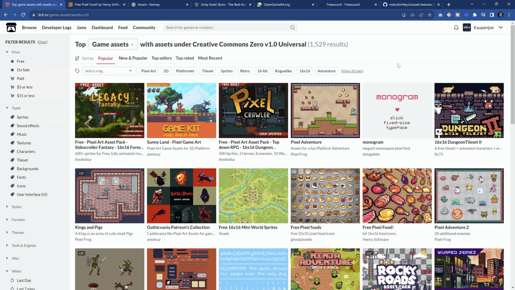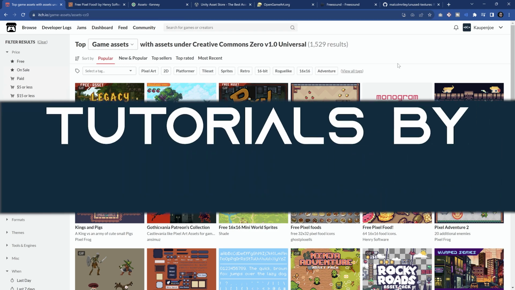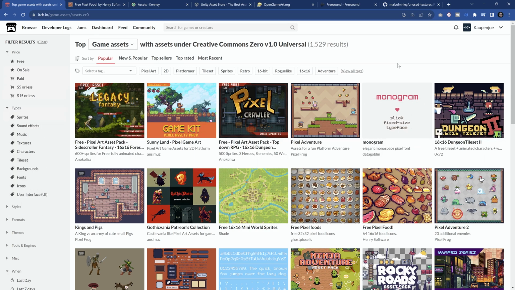Free assets? For me? Let's take a look at 5 websites for free assets for Unity. Alright, we find ourselves back in the web again because I want to show you 5 different websites for free assets. The first one being itch.io over here with CC0. So I'm going to, of course, link this.